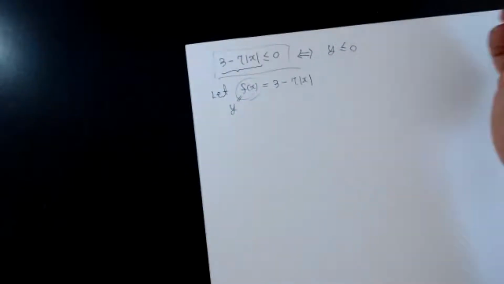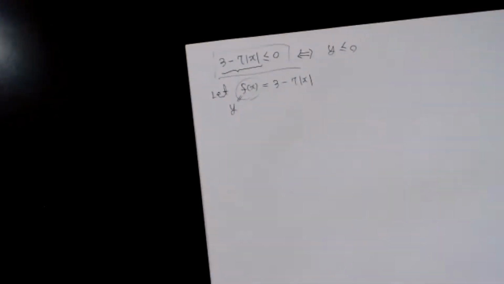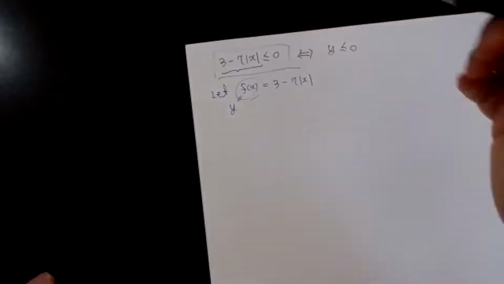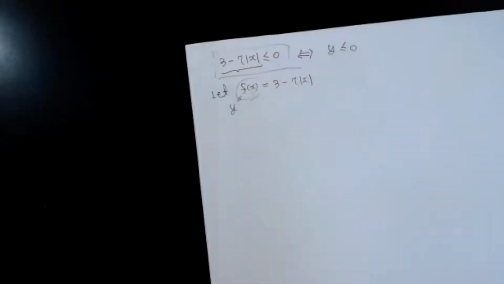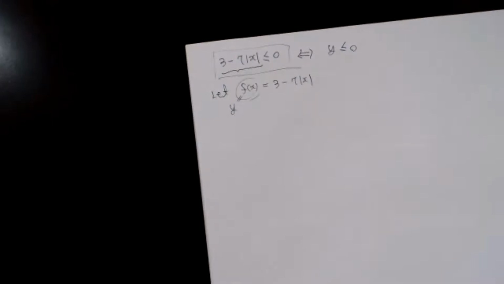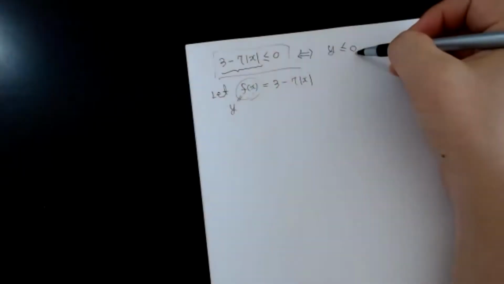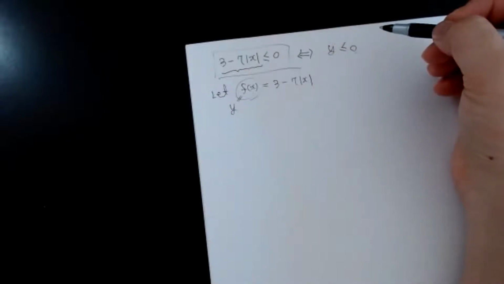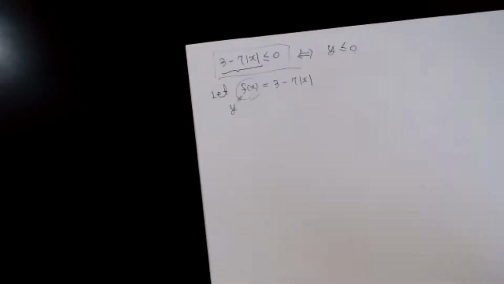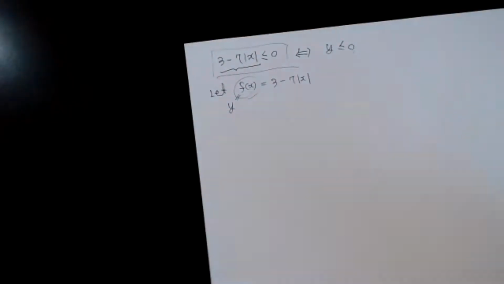So what that means is we want to find the x values. That's the solution set. The inequality's solution set is the set of all the x values, or x coordinates, whose corresponding y values are less than or equal to 0. That's the goal. Please keep in mind this concept. It's a little bit complicated, right?